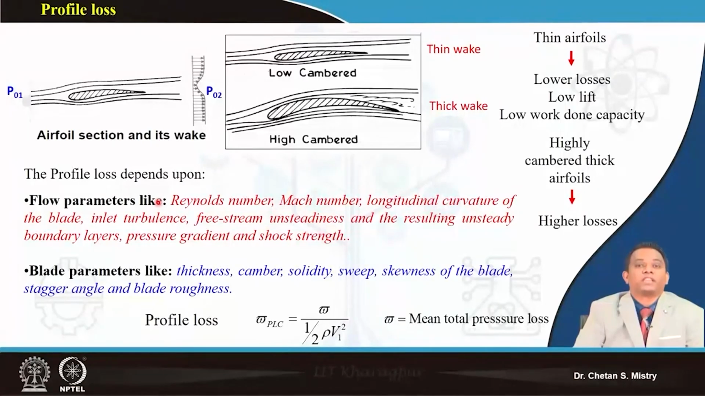This course is for design, so we are emphasizing the design part. The loss, three-dimensionality, and aerodynamics are things you need to read in advance. If not, you can go through the open literature and the books we have suggested, and that will give you an idea of what losses we are talking about. It also depends on my blade parameters, which are very important for our design: the thickness of the aerofoil, camber angle, solidity, whether there is any sweep, the skewness of my blade, stagger angle and blade roughness. All these blade parameters affect my profile losses.